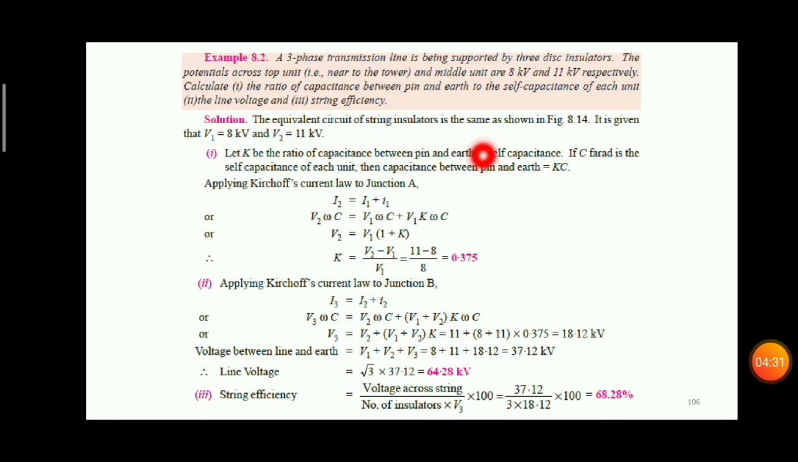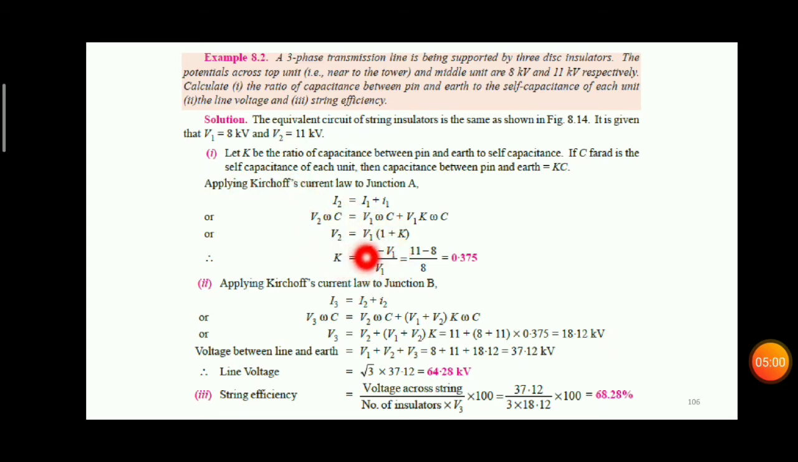string efficiency. Here we have to find the value of K, the ratio of capacitance between pin and earth to the self-capacitance. In the question it is given that the middle unit is V2 and the unit near the tower is V1. V1 and V2 values are given as 8 and 11 kV. So, similar to the previous question, I2 equals I1 plus i1.